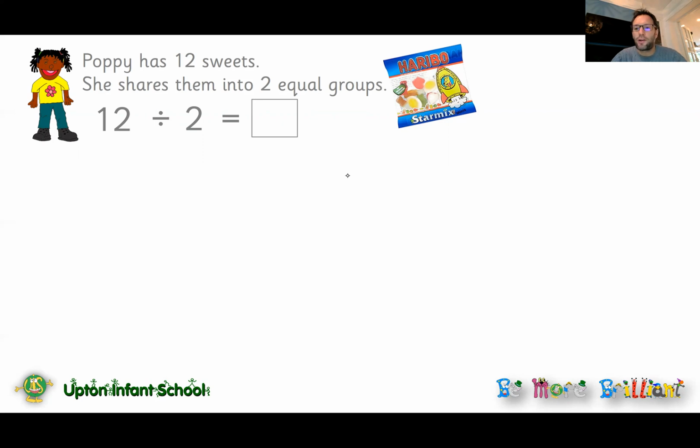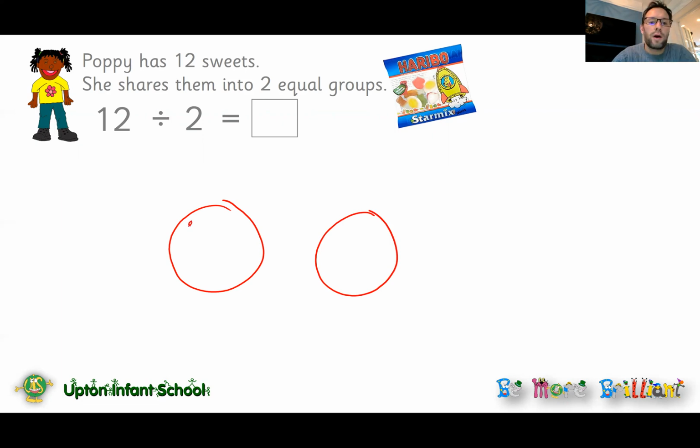So to solve this problem, what I am going to do is to draw my 2 equal groups. And I'm going to count out my 12 by drawing my dots. So I'm going to go 1, 2, 3, 4, 5, 6, 7, 8, 9, 10, 11, 12. And I counted that out nice and equally. Let's see how many we've got in each of those circles.